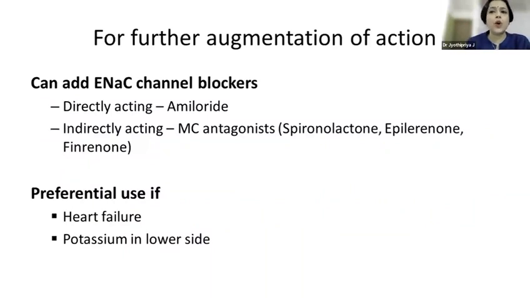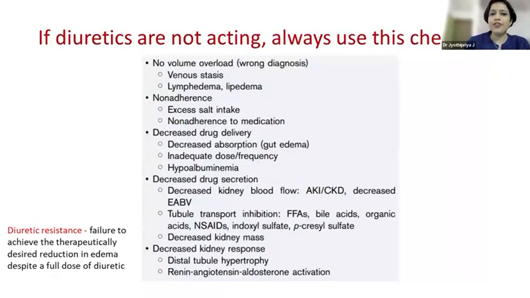Now, if you need further augmentation of action, we can add ENaC channel blockers, directly acting ones like amiloride, or indirectly acting ones like the mineralocorticoid antagonists spironolactone and eplerenone. And these agents are preferred, especially if the patient has heart failure or if their potassium is on the lower side. We know these are potassium-sparing diuretics. So if the patient is already having hypokalemia, along with loop diuretics, you can add these drugs for further augmentation of the action.